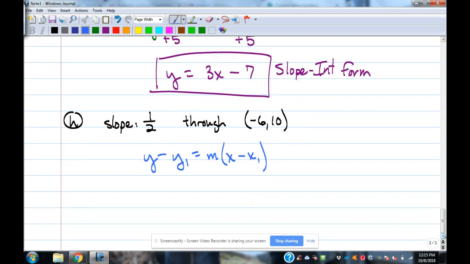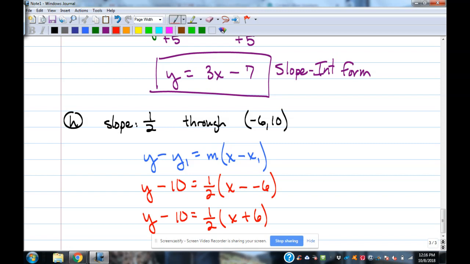M is 1/2. X minus negative 6. Y minus 10. Can I simplify that a little bit? Look right here. I got a double negative. What's a double negative turn into? Positive. So on Khan Academy, if you're having to write the answer in point slope form, which some of them you will, you need to simplify that into being x plus 6.